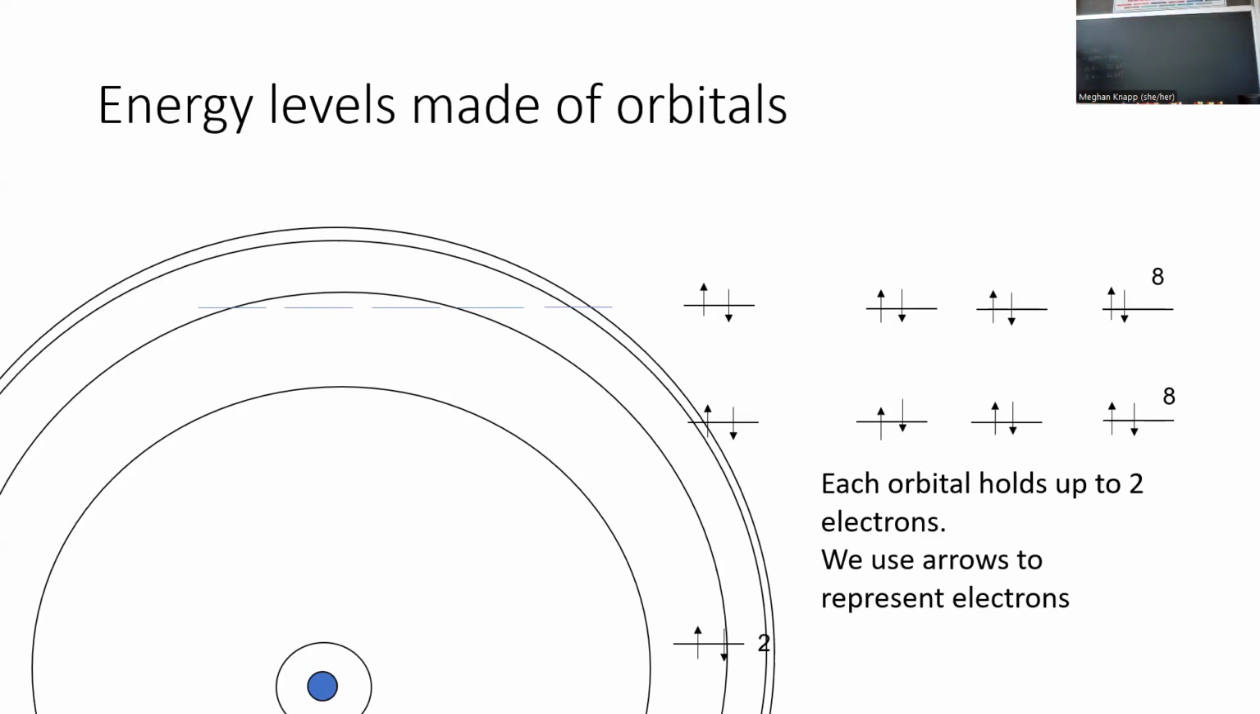So key things here, each orbital, and these line segments represent an orbital, can hold 2 electrons, and we use the arrows to represent the electrons. So an arrow is an electron, a line segment is an orbital. We got lots of orbitals here, and we want to be able to distinguish one orbital from another. So our next slide is going to be, how do we talk about these?